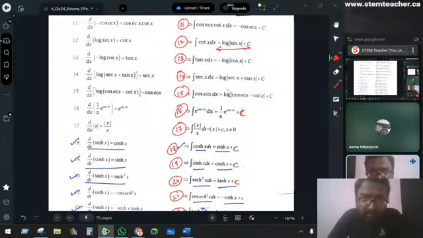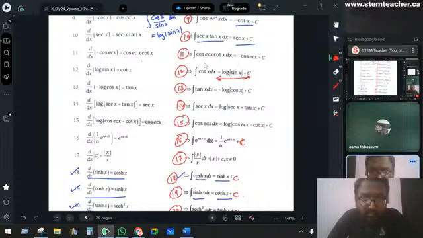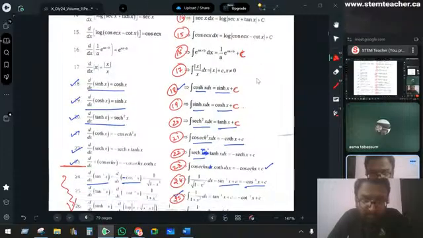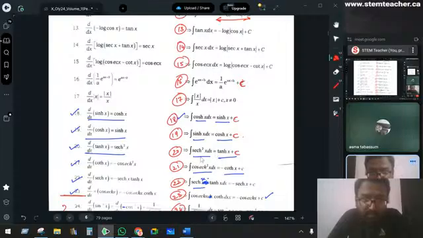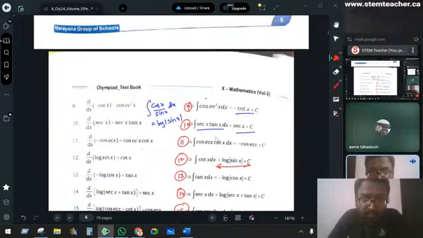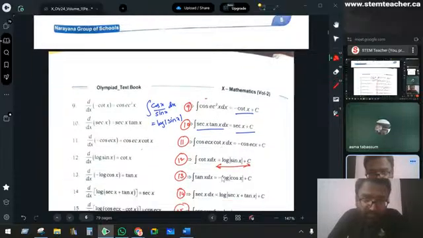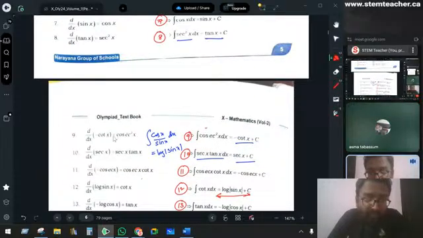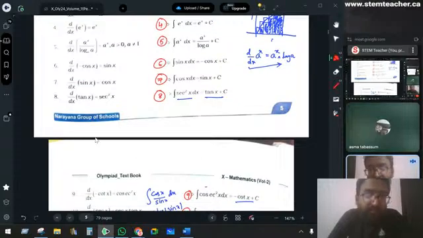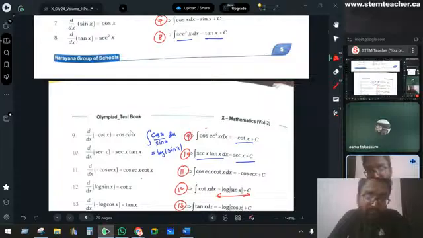Integration of secant square x is tan x. Integration of cosecant square x is minus cot x, because the derivative of tan x is sec square x, and the derivative of cot x is minus cosec square x.